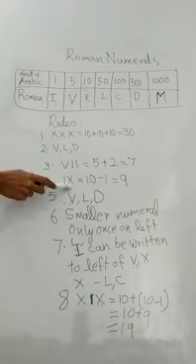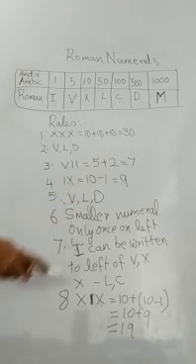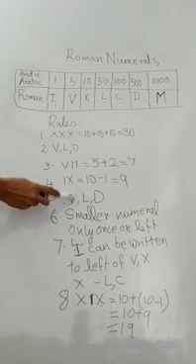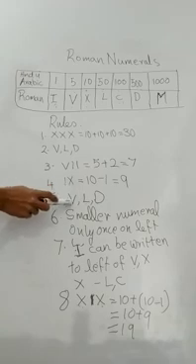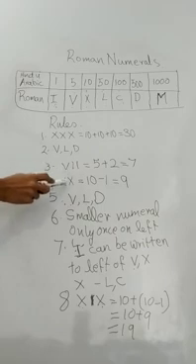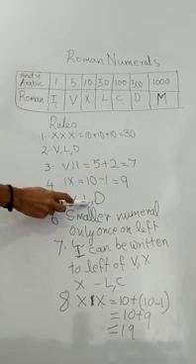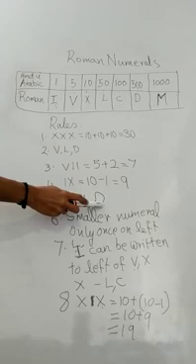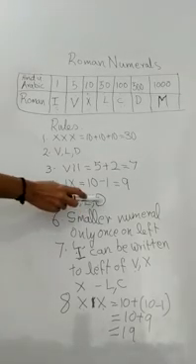Now this putting a smaller one on the left side is not applicable for what? 5, 50 and 500. That is, these cannot be written on the left side. In these you can write smaller ones. That is, for 5 you can write 1 on the left side, but 5 cannot be written on the left side of 10. Or this 50 cannot be written on the left side of a bigger one, meaning 100. And 500 cannot be written on the left side of a bigger one, meaning 1000. So this is not possible.